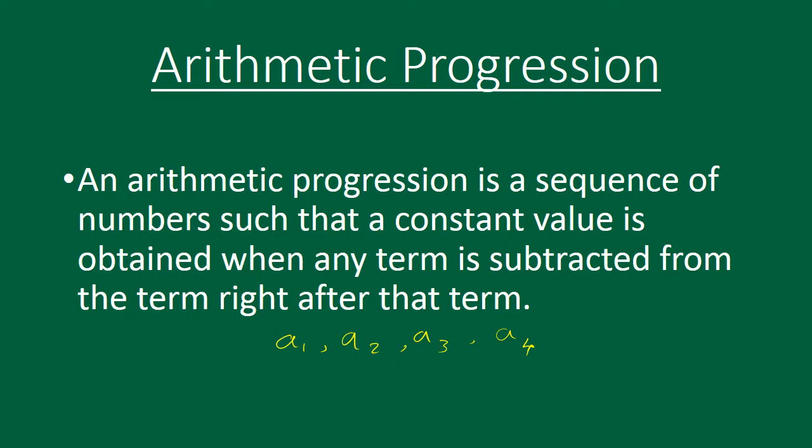If you subtract a1 from a2, you get d, that is the common difference, that is the constant value, right? And you can get the same d by subtracting a2 from a3, right? And you get the same d when you subtract a3 from a4. And this is an arithmetic progression, right?